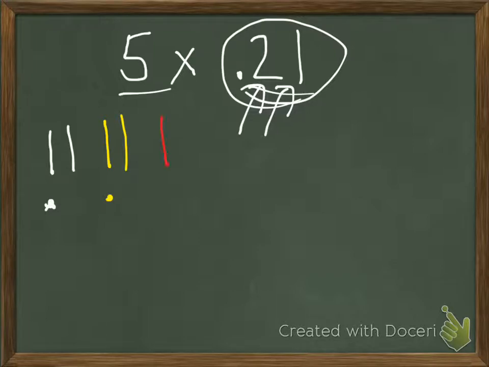I'm going to make our third group that shows 21 hundredths, which are with our quick picks. I have our fourth group, which shows 21 hundredths. And now I have my fifth group, which shows 21 hundredths.